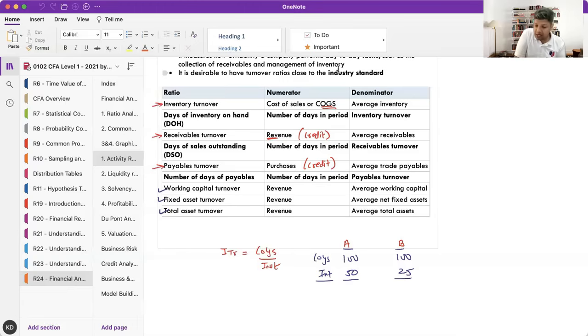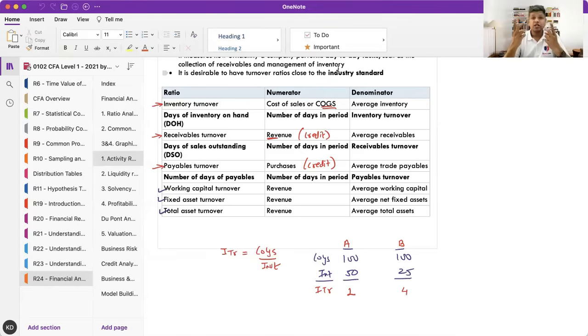It tells me the inventory turnover ratio. How quickly have I sold the inventory? A sells compared to the inventory that A has. How much is A able to sell? 2 times, and B is able to sell 4 times. Which company is selling the inventory faster? B. So what does the inventory turnover ratio tell me? It tells me how fast or how quickly you are able to sell your inventory. Is that clear to everyone?